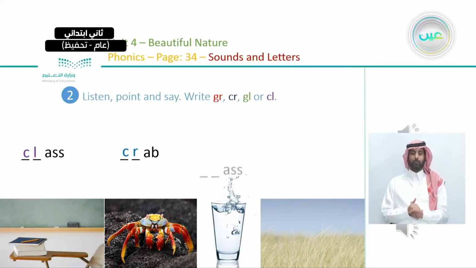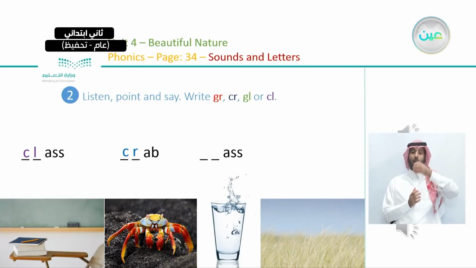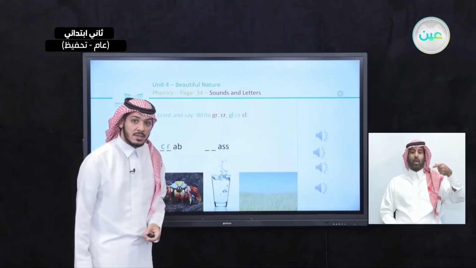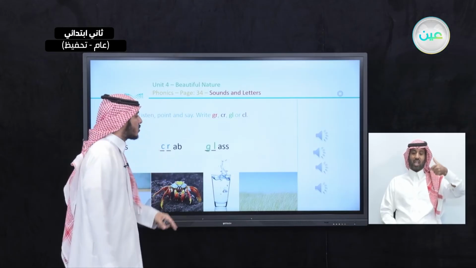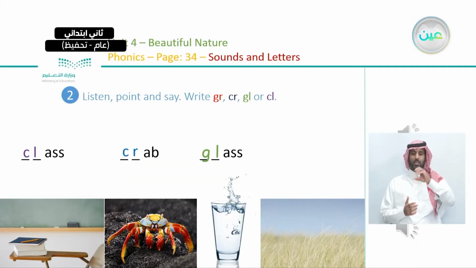Excellent. Okay, now we have this. Listen and tell me. Glass. Okay, what are the two missing letters here? Yes, glass. So it's GL. Excellent. So we have GL here. So it's glass.